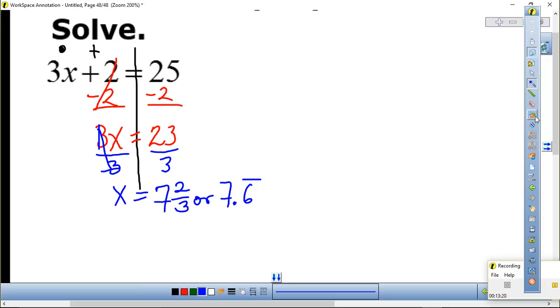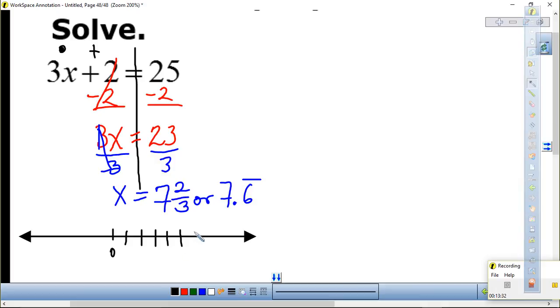Let's plot our point. We got 0, 1, 2, 3, 4, 5, 6, 7, 8. Here's 7, here's 8. 7.6 is 7 2/3, not halfway, a little bit more. It's about right there. Yes? And what's our last step, everyone?